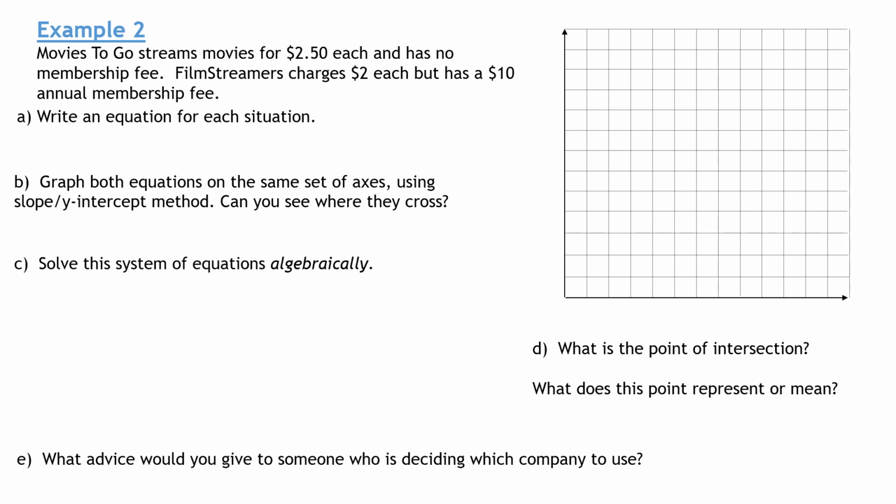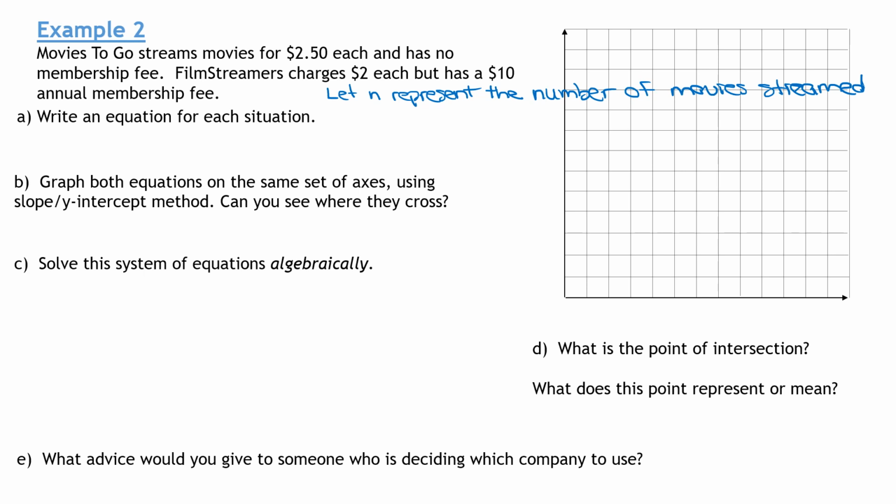So I'm going to put this up here because I know I don't have a lot of room. Let N represent the number of movies that you stream. I had to write over my grid and I'll have to erase it when I go to graph, but I don't have a lot of room. Okay, so now I want you to think about it.